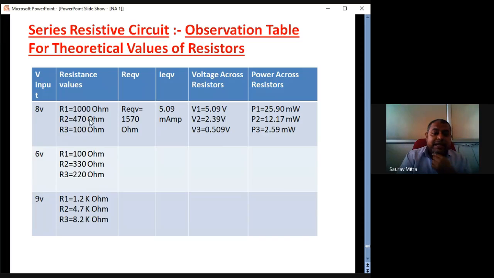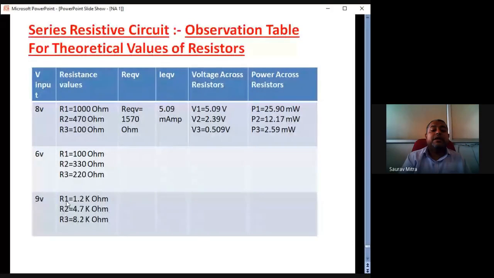R equivalent is the addition of all these three, so 1570. And what is the I equivalent? That is 8 divided by 1570, which is 5.09 milliampere. Then for every resistance I have found the voltage and the power. For one row I have done the calculation and shown you; for other rows you can do the calculation very easily. Here I have taken 6 volt and these resistance values, but not necessarily; you can take any voltage and any standard resistor values.